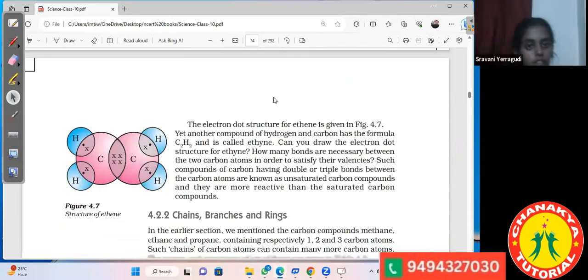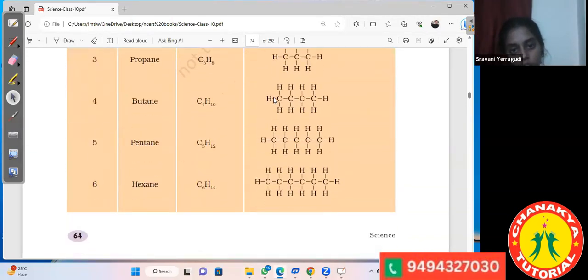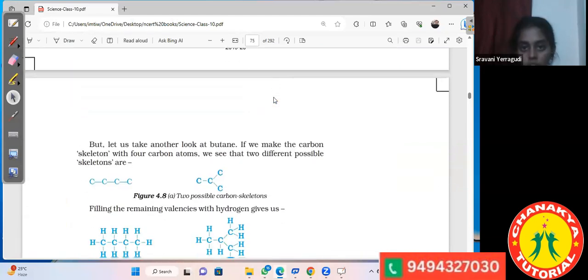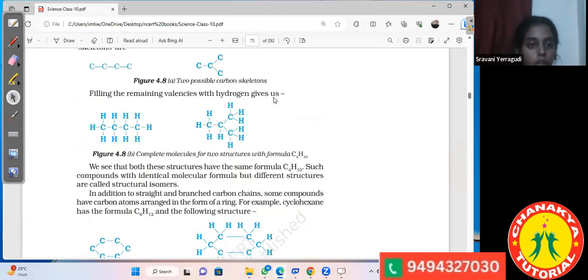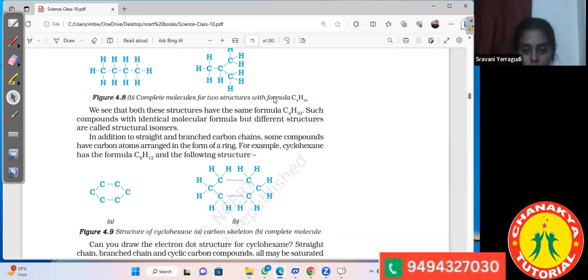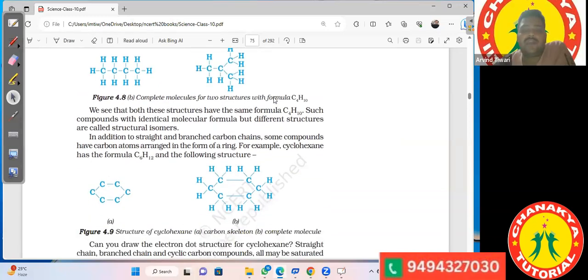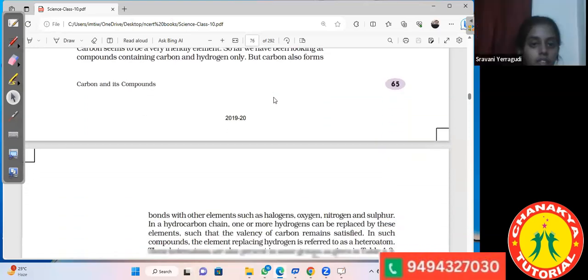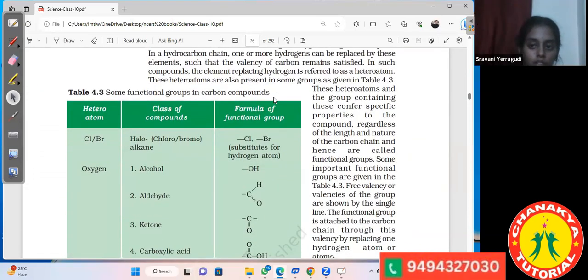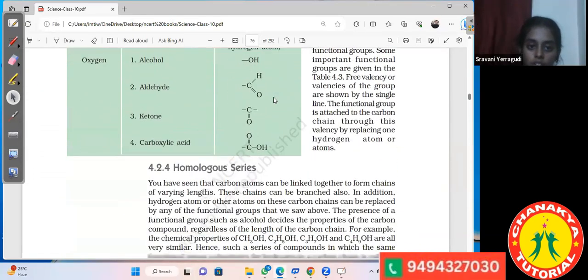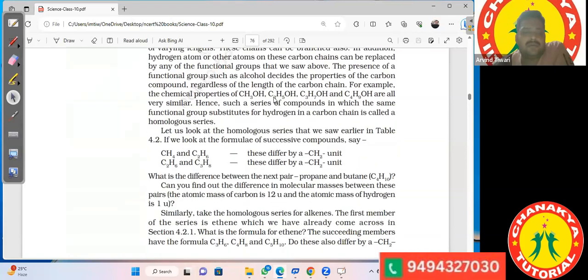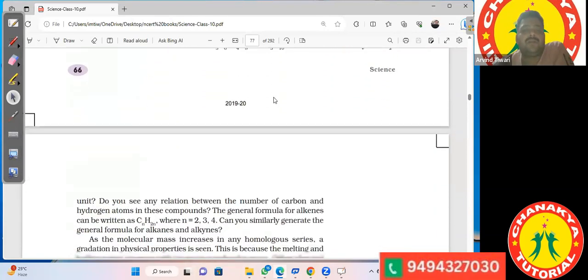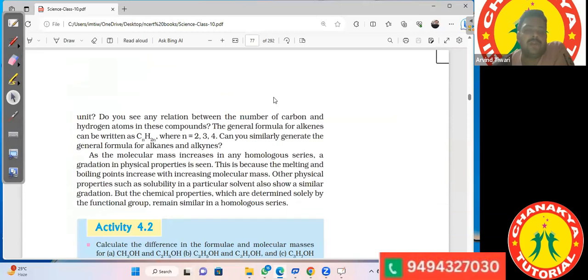Sir, I have a doubt. Yes. Can one molecular formula have two structural ways of writing? Yes, a molecular formula can have two or more than two structural formulas. Okay. And can they be the same, or are they different? They will be different. They will be different compounds. Okay. They will have different properties.